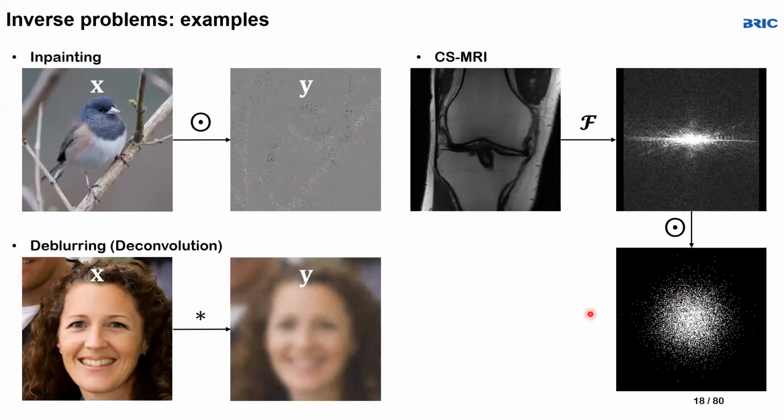Representative inverse problems that arise in imaging systems are inpainting, deblurring, and, in the context of medical imaging, also compressed sensing MRI. Notably, although the measurement processes are completely different, mathematically, all these systems can be cast into the same form of y equals Ax, which is a linear system.